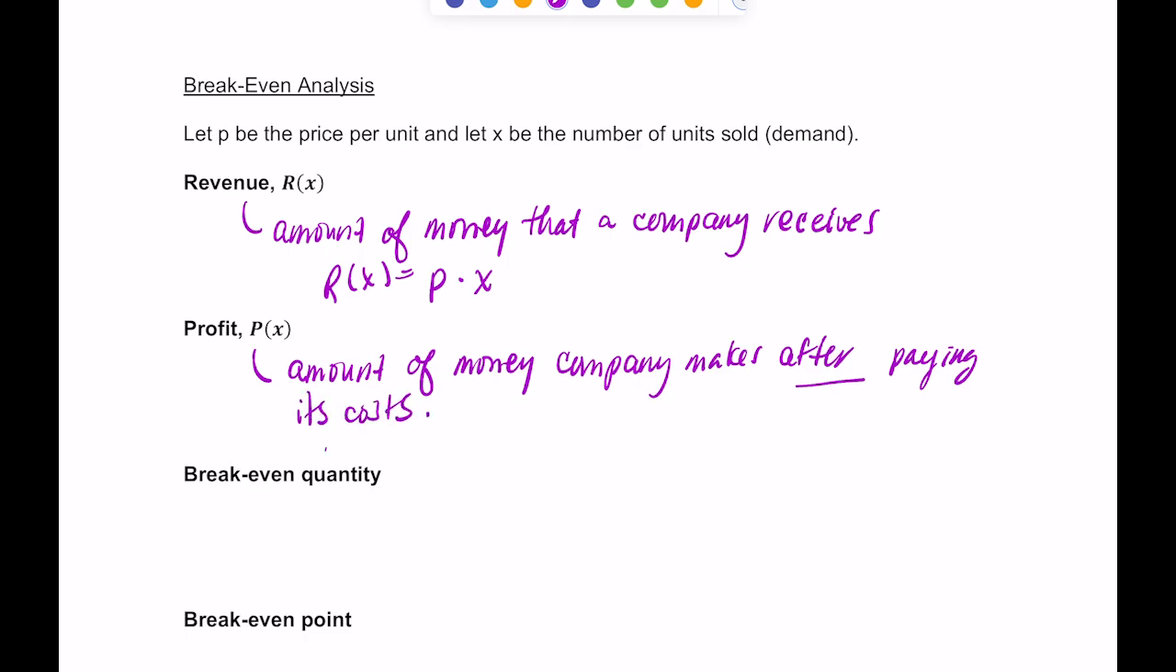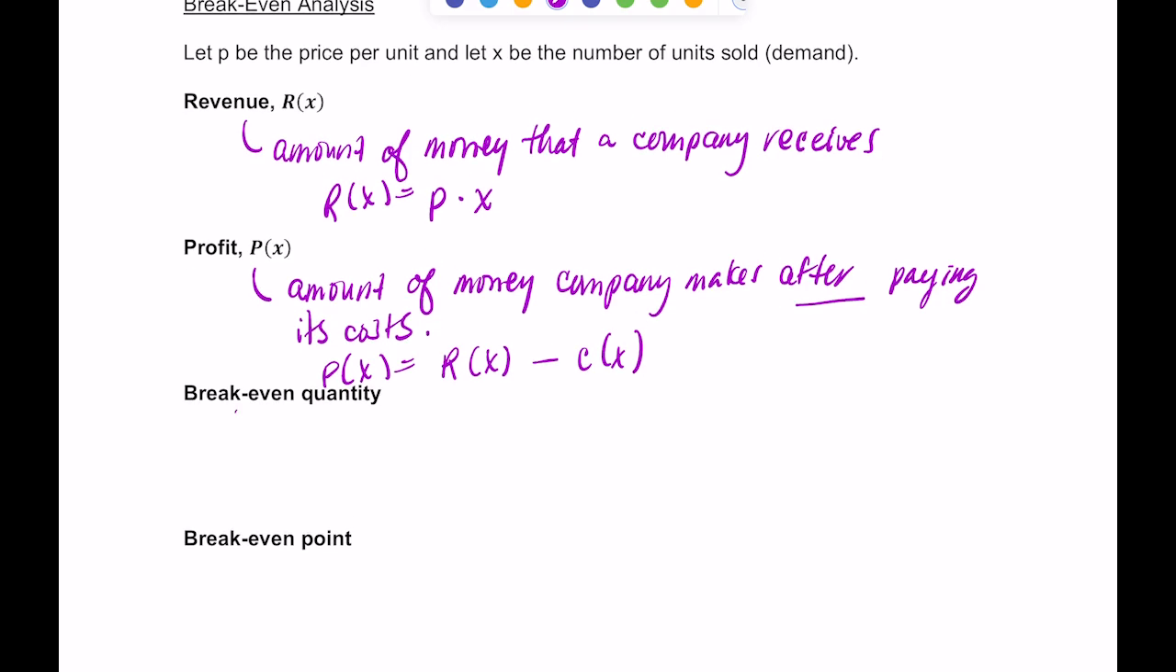Okay, so how would I write an equation for that? Well, P of X, which is my profit, how would I find the amount of money that the company makes after paying its costs? Well, I would need to take the revenue and I would subtract the cost, and that's going to leave me with the profit. So if I take the amount of money that a company receives, subtract the cost for producing or manufacturing that product, it leaves me with the leftover, which would be your profit.